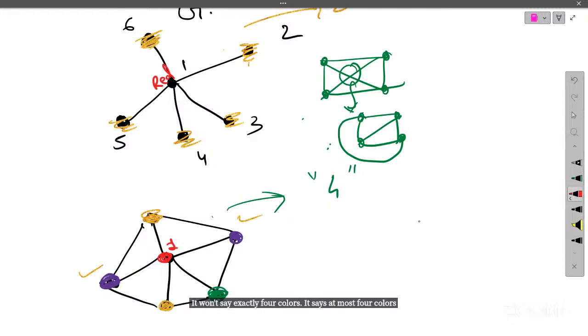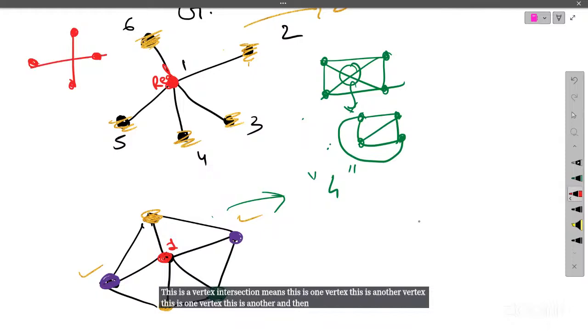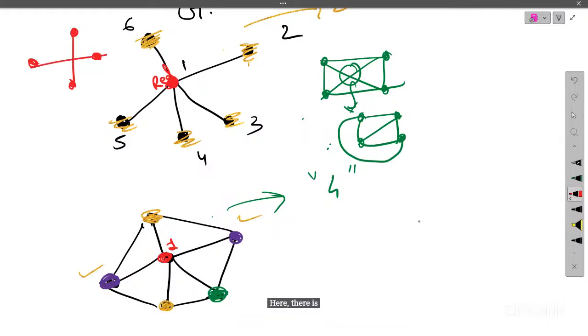Ma'am, but you said the edges shouldn't intersect, ma'am. But here it's not intersecting, na. Here there is one vertex. Intersection means this is one vertex, this is another vertex, and then this intersection is happening. Here there is no vertex at this intersection. This is going to end. Although we can draw this graph in this way, so it's not.